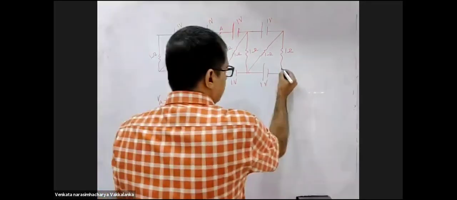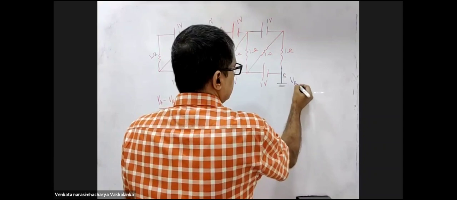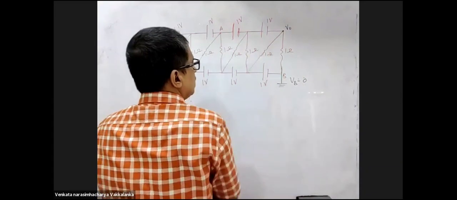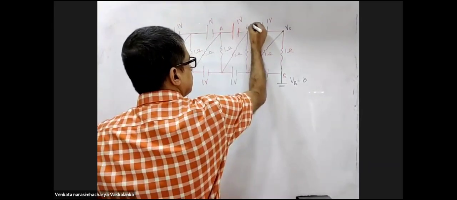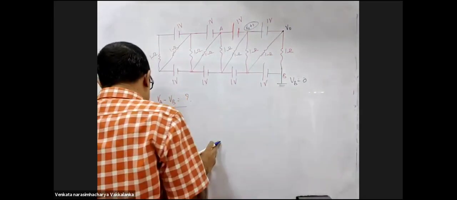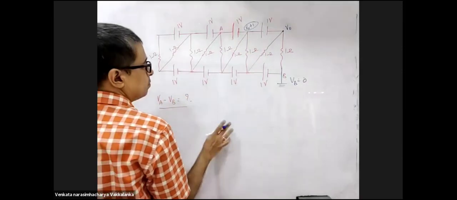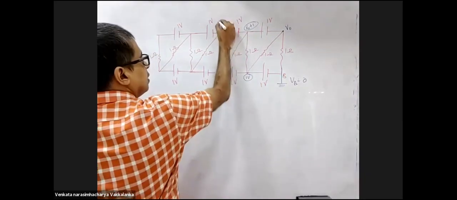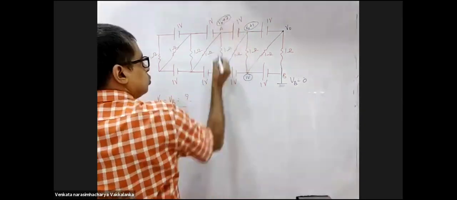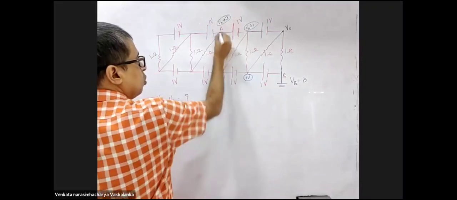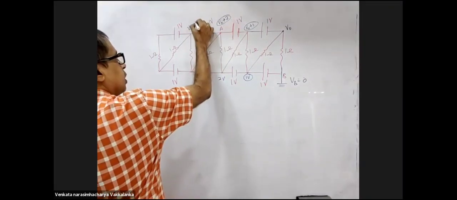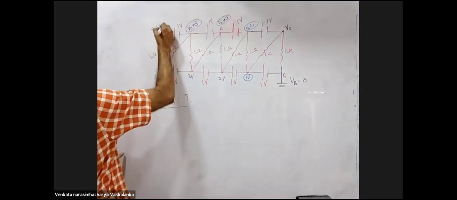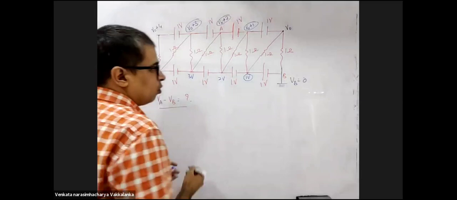I will take this as VB is equal to 0. I will take this as V0. What will this potential be? Do you agree with that? Yes, sir, touching the negative terminal, sir. This is 1 volt. Here it will be V0 plus 2. This is 2 volt. Here it will be V0 plus 3. This will be 3 volt. This will be V0 plus 4. This will be 4 volt.